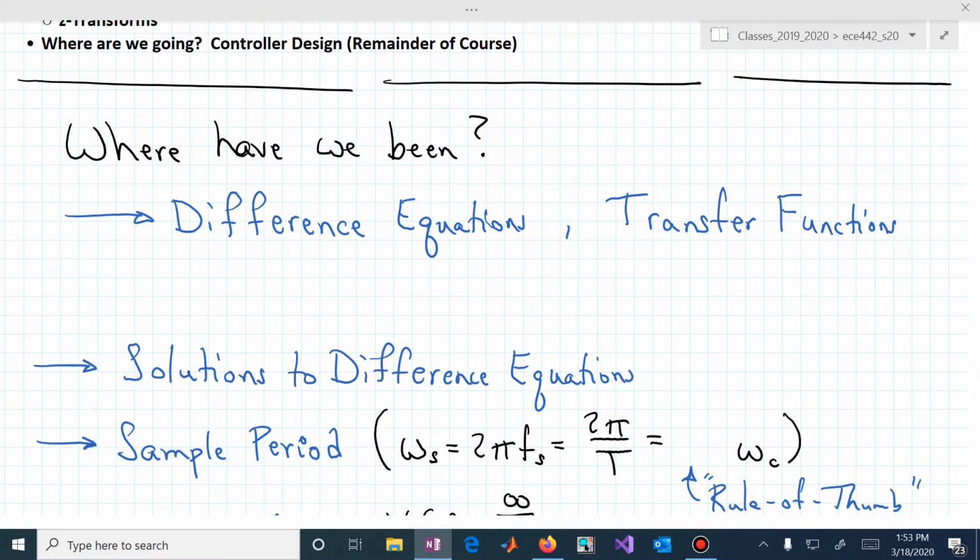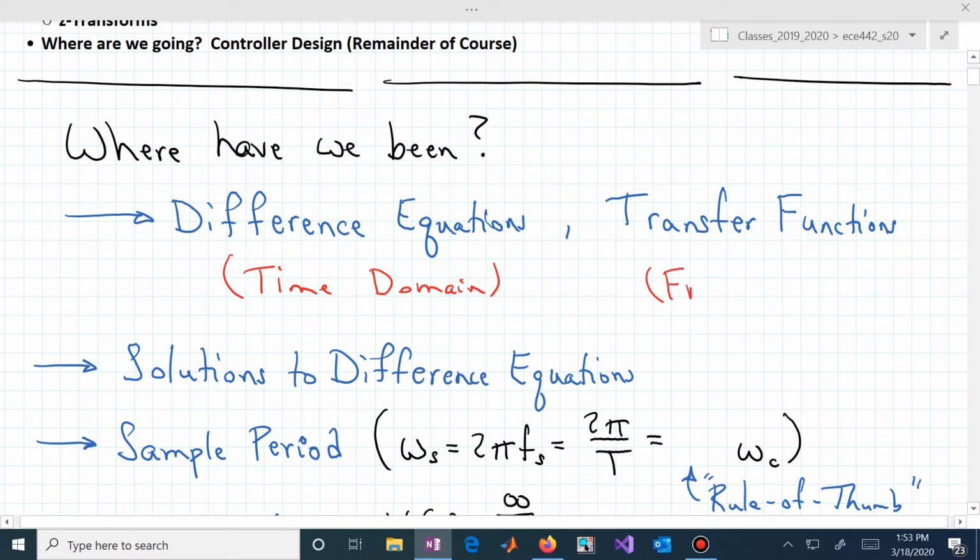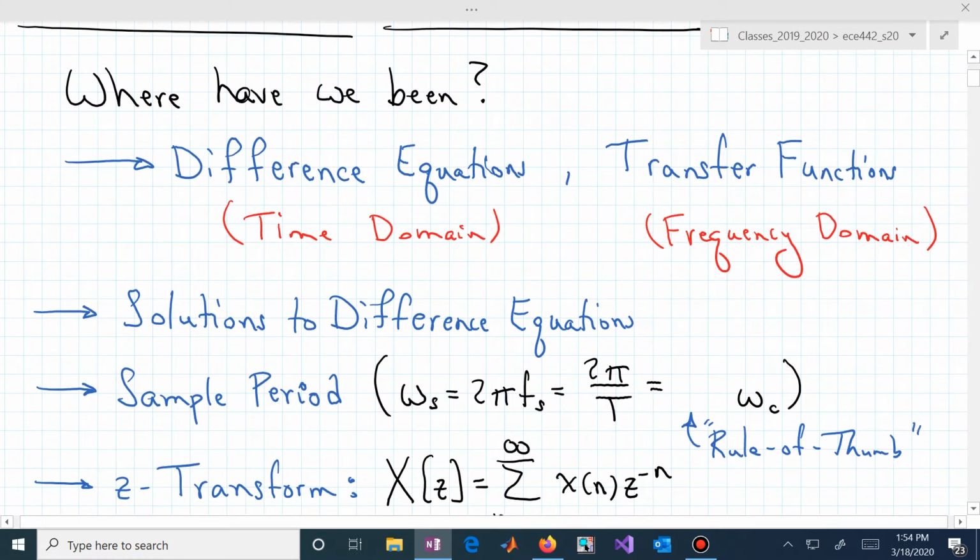Where have we been? Well, we really started learning how to model systems and waveforms and how they interact in the time domain and the frequency domain. In the time domain, we had difference equations, and in the frequency domain, we have transfer functions.